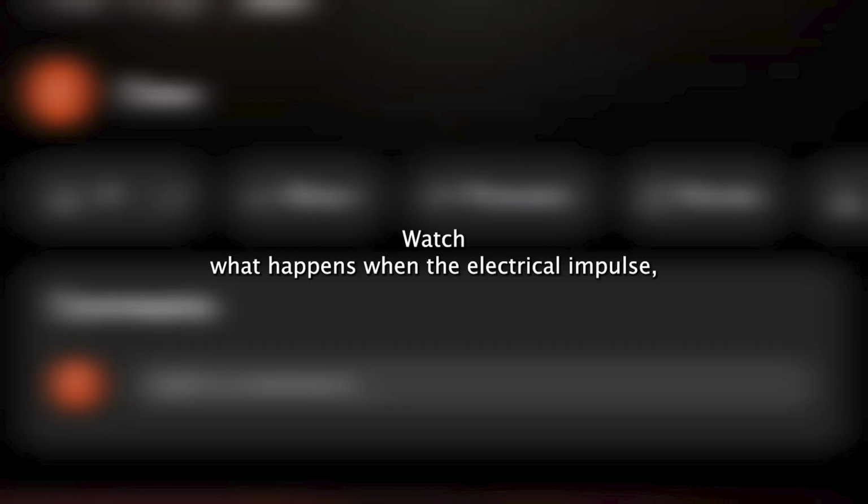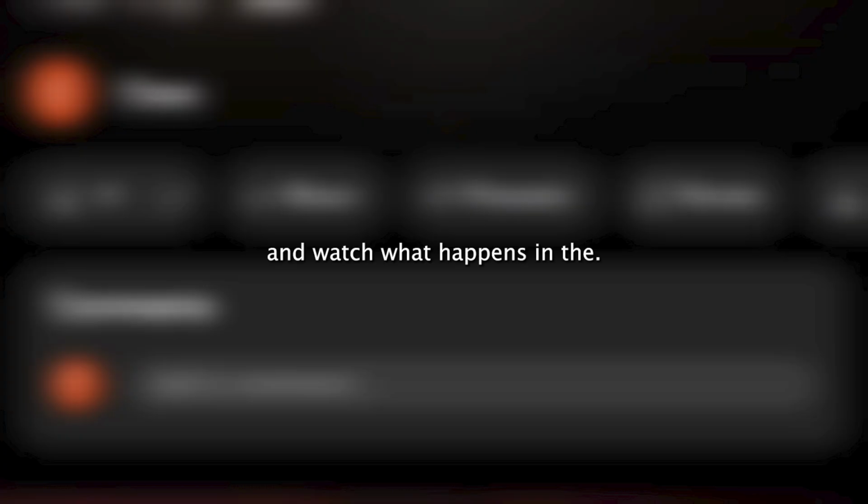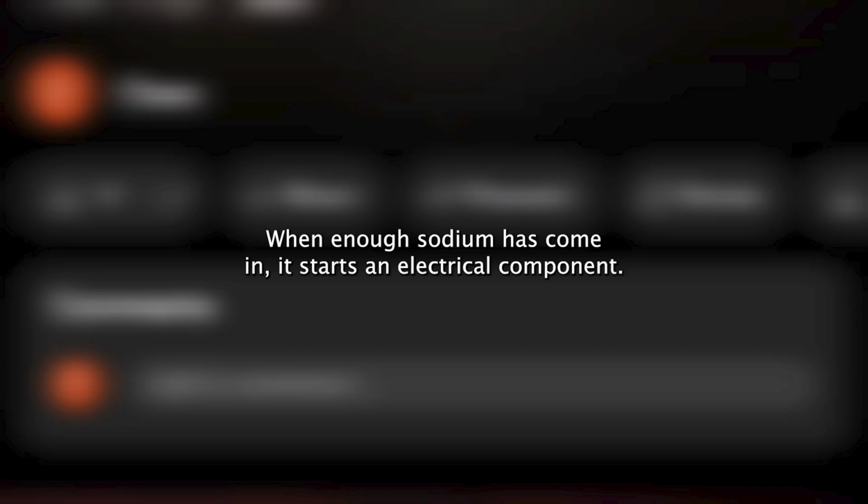Watch what happens when the electrical impulse, the action potential, comes down the axon terminal. Watch closely to what happens to the vesicles. They release the acetylcholine by exocytosis, and watch what happens to the acetylcholine. It binds to the chemically gated channel that allows sodium to come in. When enough sodium has come in, it starts an electrical impulse. It starts what's called an action potential.